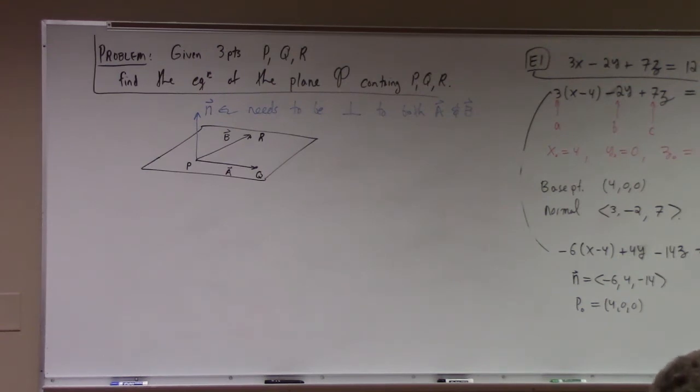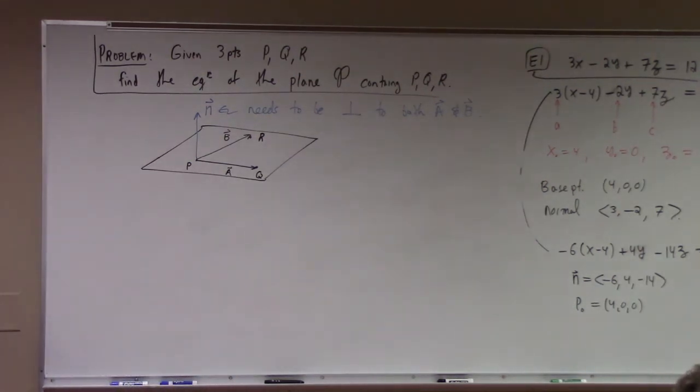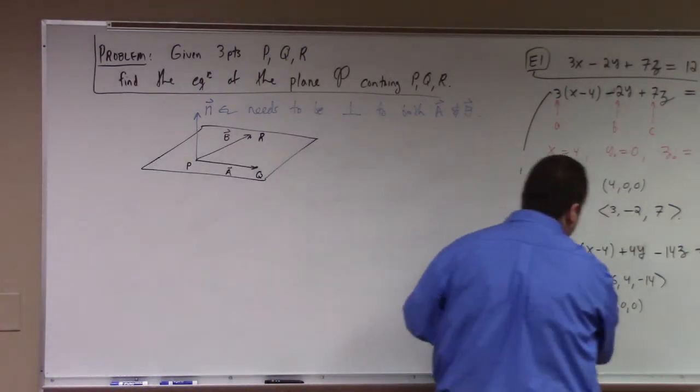And that is where the next product enters in, the cross product. The cross product is designed expressly for this purpose. The cross product takes two vectors, and it produces a third vector which is perpendicular to the given two.